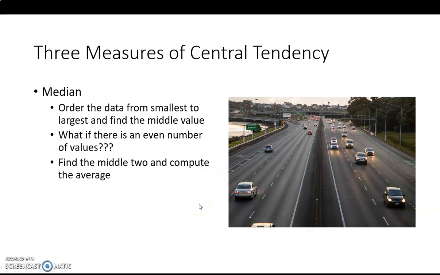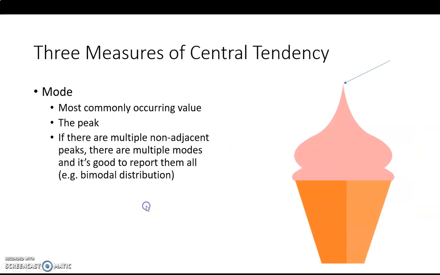Okay. The median is not really through a formula. You order your data from least to greatest, and then you find the middle value. Think like the median in a freeway. If there are an even number of values, and so the middle is actually just a gap, then you take the middle two values and compute the average of those two, and that gives you the median.